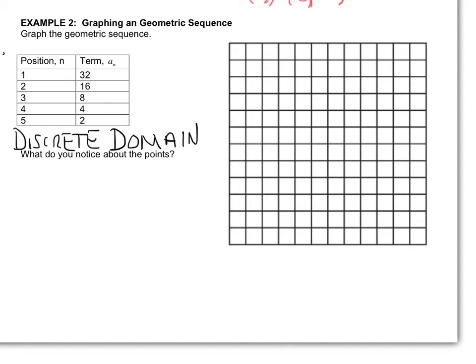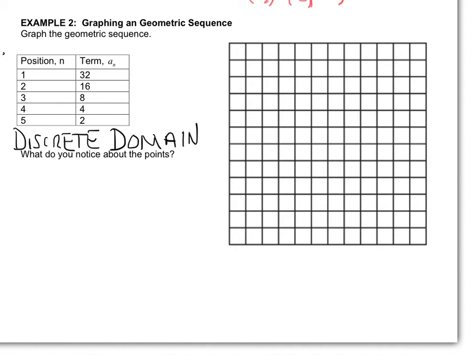When I think about my x and y table here, when I graph these, the position, or n, is actually my domain. Well, I can't have a number in a sequence that is the 1.5 position. It's either the first position, or the second position, or the third position, or the fourth, etc. It can't be part of a position. So because of that, it's a discrete domain. So that's one thing we've got to keep in mind.